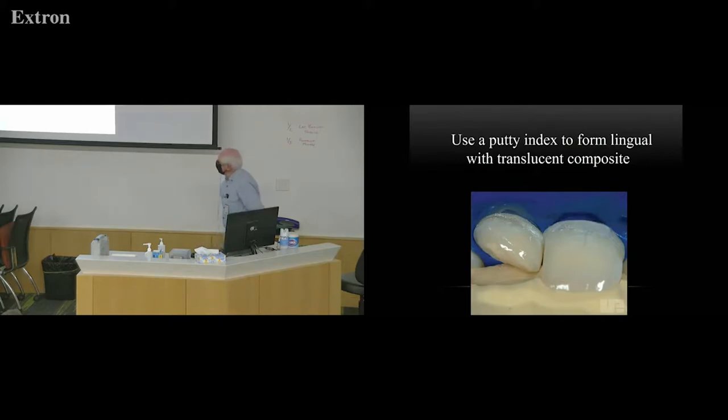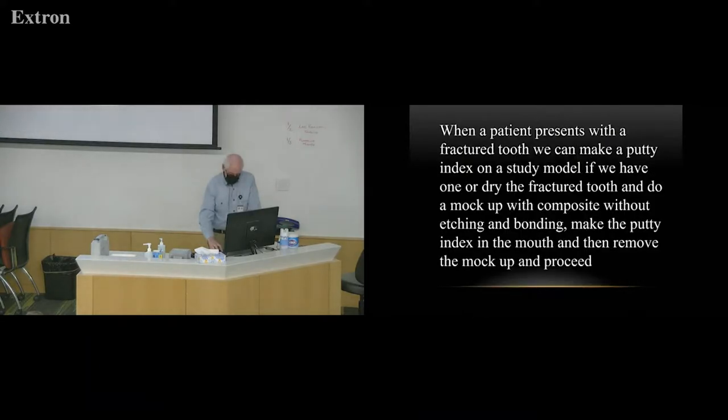Now, I mentioned a putty matrix. So in this case, this is what the putty matrix looks like. And then you can use that to restore the lingual and form the composite on the lingual. But if you don't have one of these, then I'll show you how to do it. So when a patient presents with a fractured tooth, we can make the putty matrix on a study model if you have one.